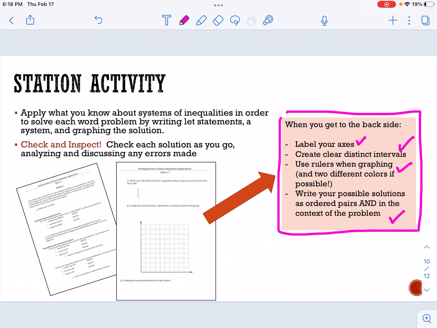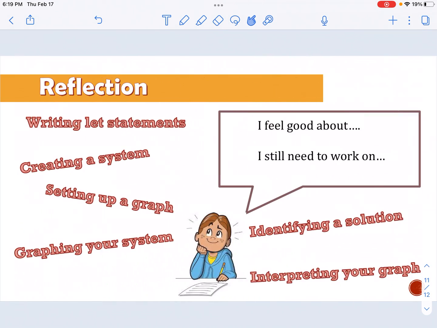We've done a lot today, so let's reflect on some of the work we did. When looking at some word problems that lend themselves to a system of inequalities, the first thing we want to do is identify what are the missing or unknown values. That lends itself to writing a let statement. After we've written the let statements, we're going to create a system. It's really important that you're taking all of that information in the problem and creating a clear system that hits all of the constraints. Then you're going to set up a graph by labeling your axes and creating clear intervals.